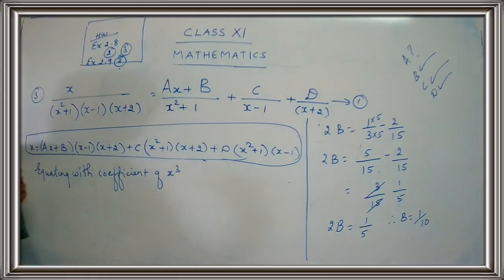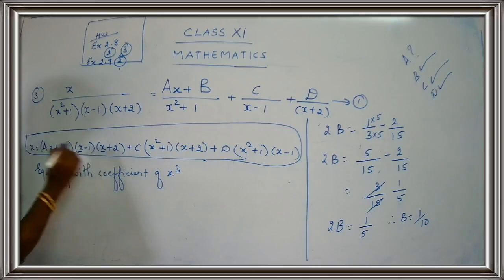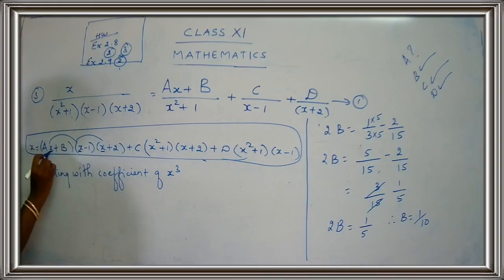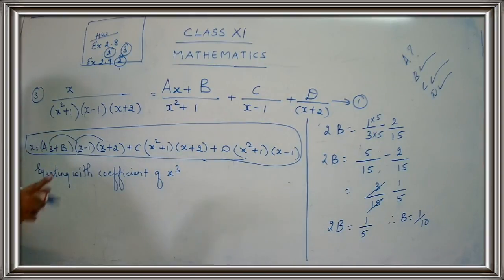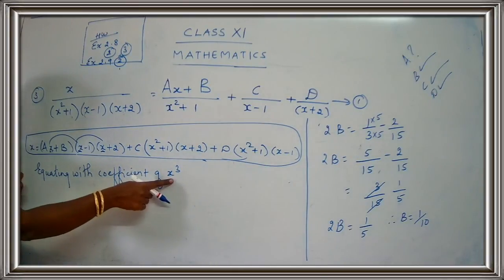Now what is the statement? Equating with coefficient of x cube. So from where is ma'am taking x cube? Okay. Now just see here. So when I multiply this, I get ax into x into x, I get x cube. That means when I expand the term, ax into x gives you x cube. So what is the highest power used here? The highest power used here is x cube. Are you getting my point, children?